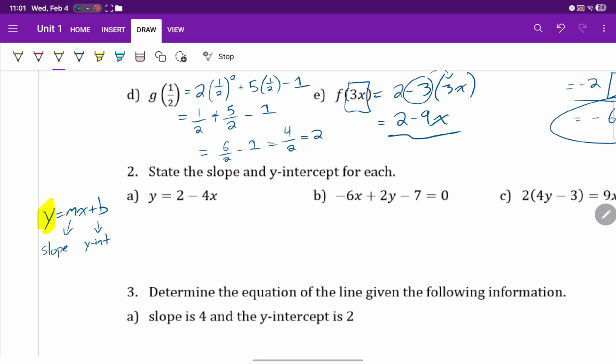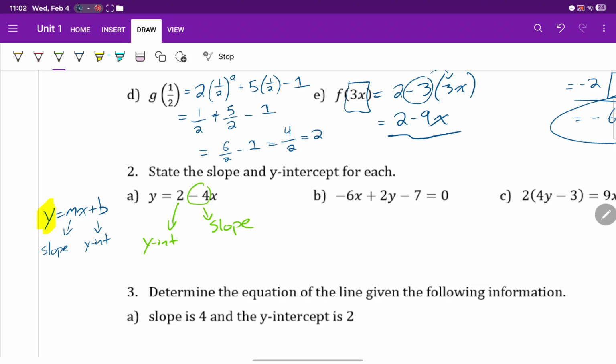Now in this case, in the first one, my slope is going to be -4. It's the term in front of the x, meaning that my y-intercept is 2. Okay, that one's pretty straightforward.